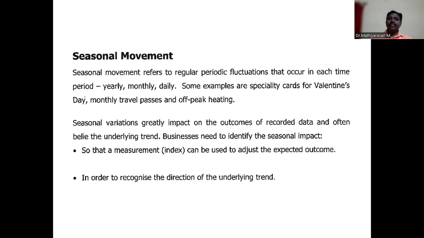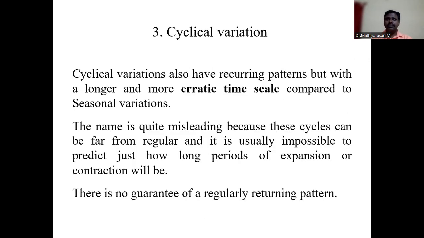Seasonal movement refers to regular periodic fluctuations that occur in each time period: yearly, monthly, daily. Some examples are specialty cards for Valentine's Day, monthly travel passes, and off-peak heating. Seasonal variations greatly impact the outcomes of recorded data and often belie the underlying trend. Businesses need to identify the seasonal impact so that a measurement can be used to adjust the expected outcome in order to recognize the direction of the underlying trend.